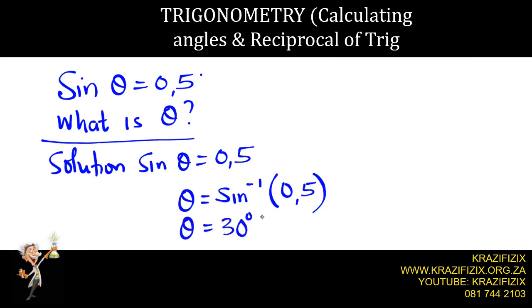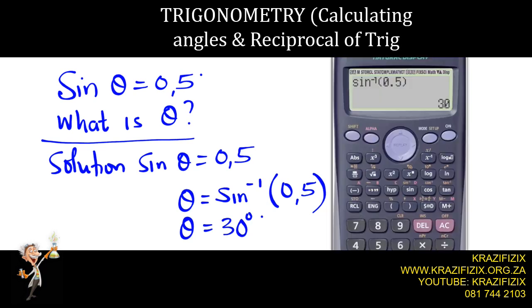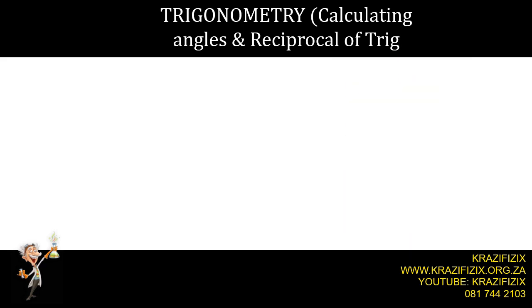30 degrees. We can confirm to check our answer. What is sine 30? If you remember your special angles, sine 30 equals a half, 0,5. And we're done. That's how it works. Let's check another one out. We'll look at a few more examples.